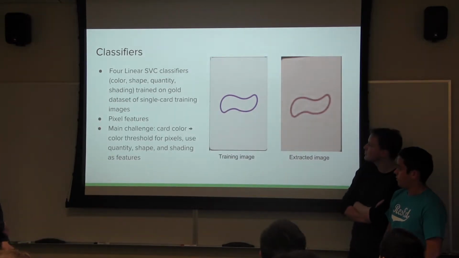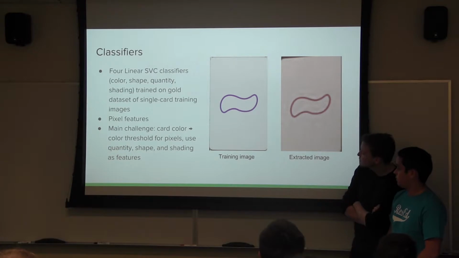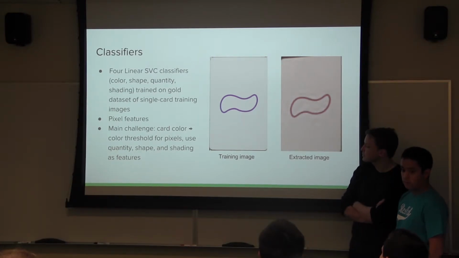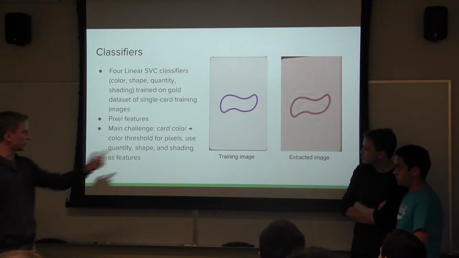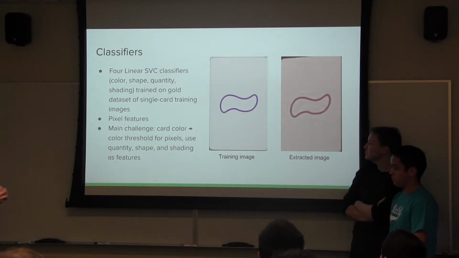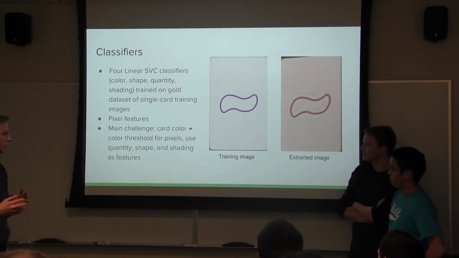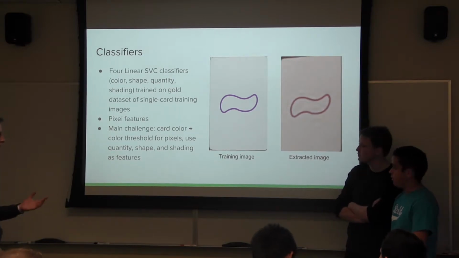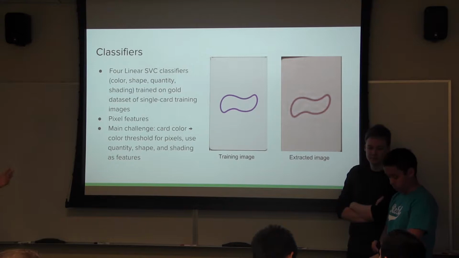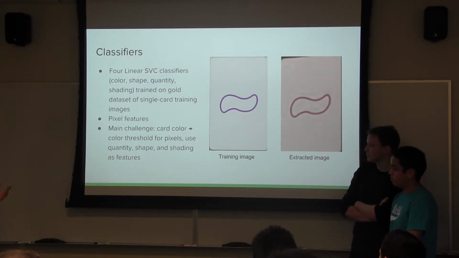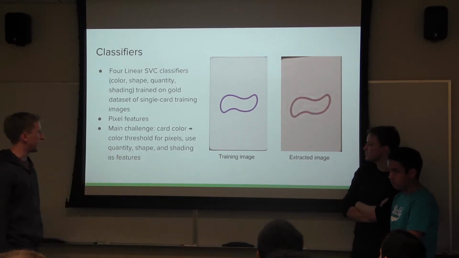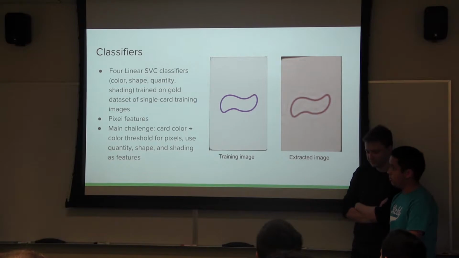And then we have 4 linear SVC classifiers to extract the color, shape, quantity, and shading from our extracted card images. These were trained on our gold set of training images that were individual card pictures, and it had really good performance with these training images. As you can see, the extracted images look a little different, and we've encountered challenges especially with the color, because under different light conditions the same colors can appear quite different. So most of our classifiers rely mainly on pixel features, but our color classifier first thresholds all the non-colored pixels out, and then uses some more color-specific features.